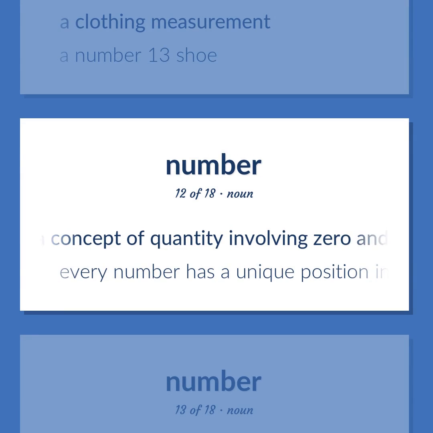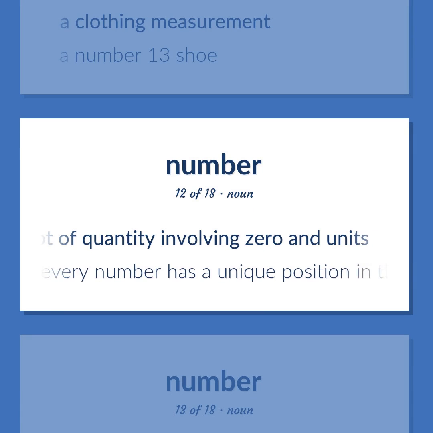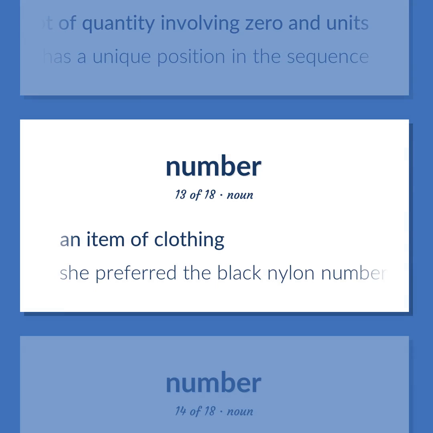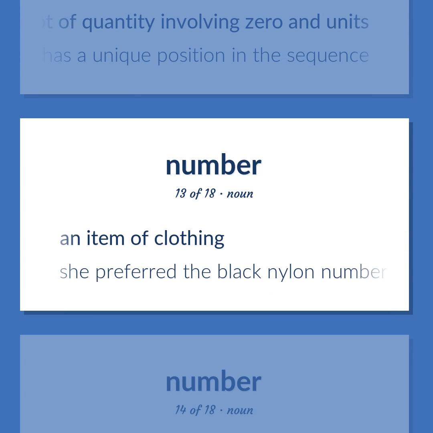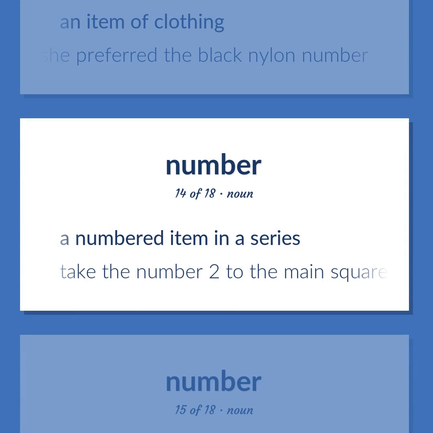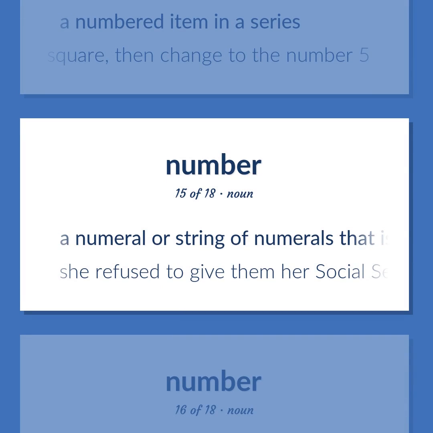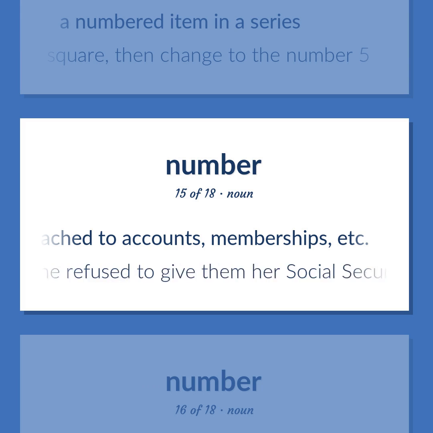A concept of quantity involving zero and units. Every number has a unique position in the sequence. An item of clothing. She preferred the black nylon number. A numbered item in a series. Take the number 2 to the main square, then change to the number 5. A numeral or string of numerals that is used for identification and may be attached to accounts, memberships, etc. She refused to give them her social security number.